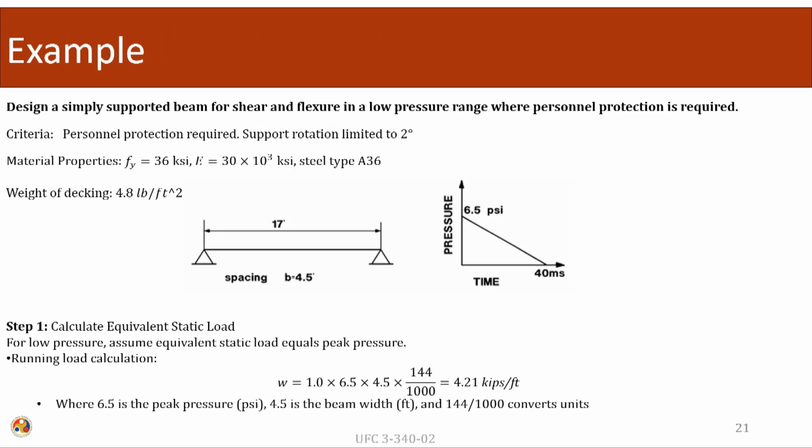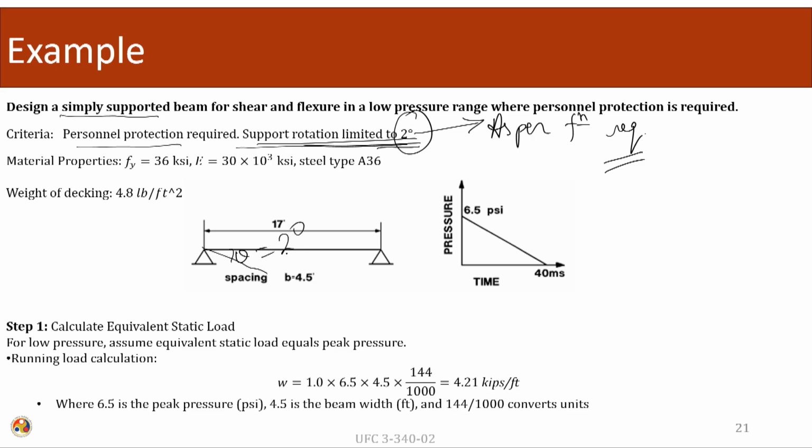So, let us look into an example, where we need to design a simply supported beam. So, this is the criteria as per the functional requirement. So, personal protection is required. So, the support rotation allowed is limited to 2 degrees. So, here theta is limited to 2 degrees. It should not be more than 2 degrees, from the personal protection criteria.